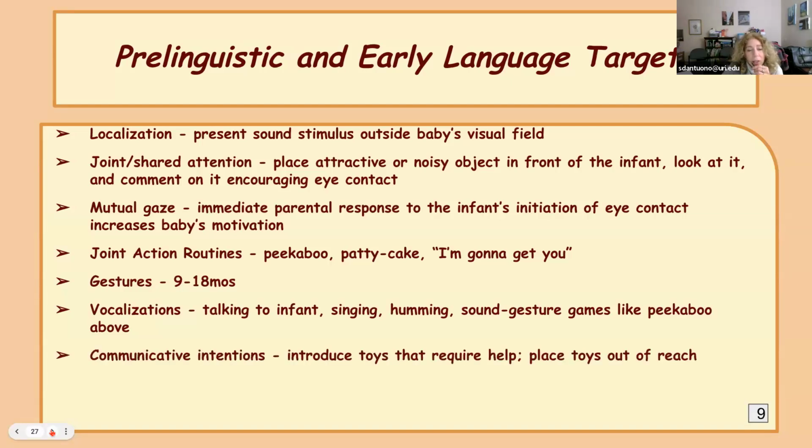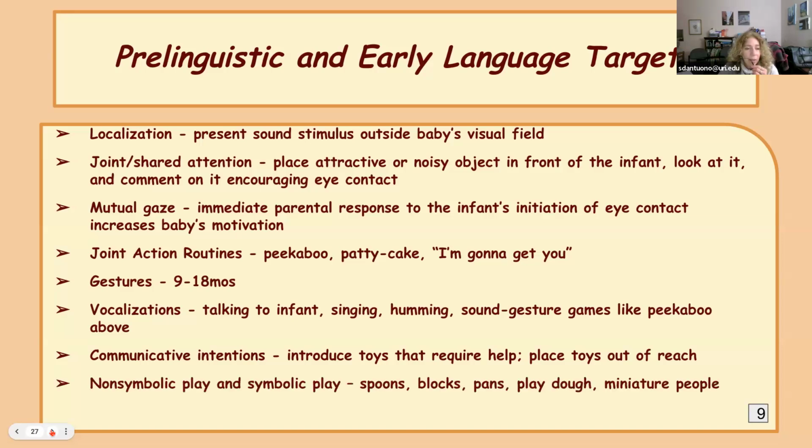Communicative intentions: you can introduce toys that require help, or place toys out of reach. You could put bubbles way up high and they may want them, so you want them to ask you for it, or put covers on too tight. Wind-up toys that they love, but they can't wind, so you want them to ask you to wind it. Another one they like is when you push something down and it pops up. Those are ways to introduce communicative intentions.